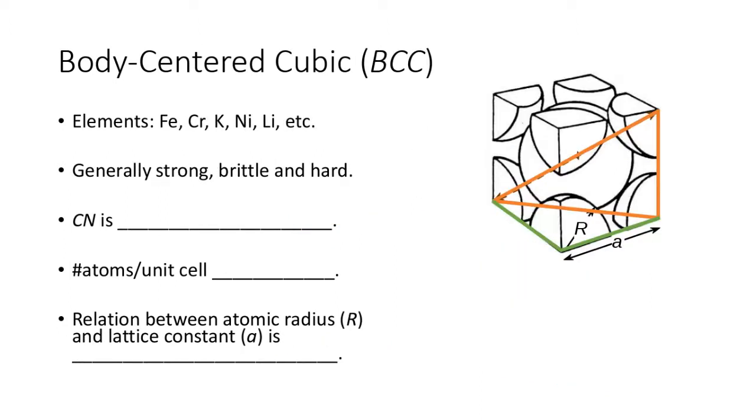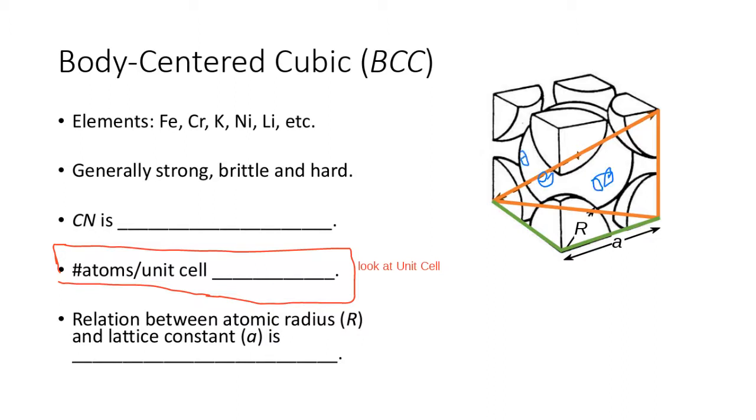Now the next one we have is body center cubic. You can see the body center cubic crystal structure has one atom here in the middle, and it has 1, 2, 3, 4, 5, 6, 7, and one at the back, 8 small pieces around it. Okay, so let's find the number of atoms per unit cell in this case. Can you help me with this, because you need to look at the unit cell. Okay, so in the unit cell I have one central atom, which is the blue one. So the blue one, guys, is one atom.